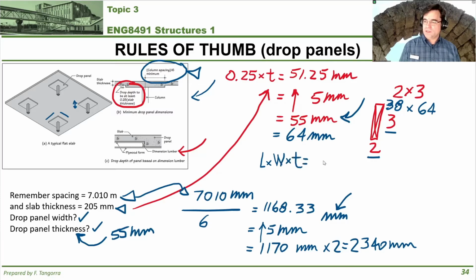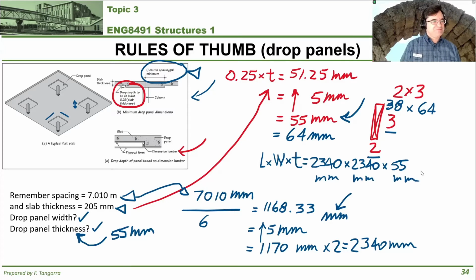Okay, so overall then, the final answer, the dimension for this drop panel, length times width times thickness, is going to be 2,340 by 2,340 by 55, and all of this is going to be millimeters, right? All of these are millimeters. Make sense? Terrific. Let's move on to the next one then.